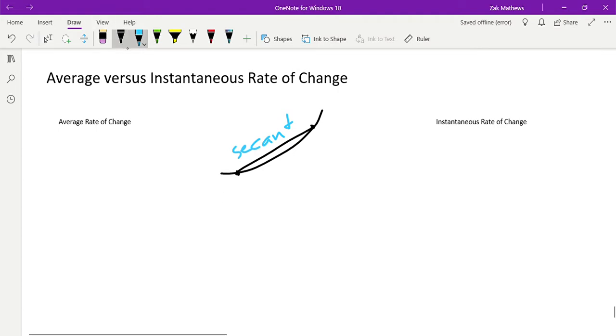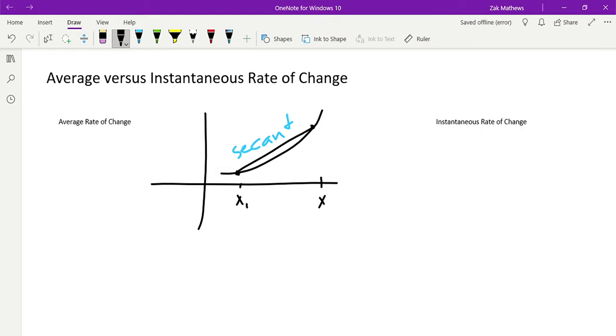So let's put some values to these. Let me put this on an XY plane. Again, I just kind of have it floating in space right now. I don't care exactly what the curve looks like. But we'd have an x1 and we'd have an x2. And of course, we'd have some y values associated with those. If we're using our function notation, at that x1, we can find its y value, f of x1. And then at that x2 value, we could find its y value, f of x2.